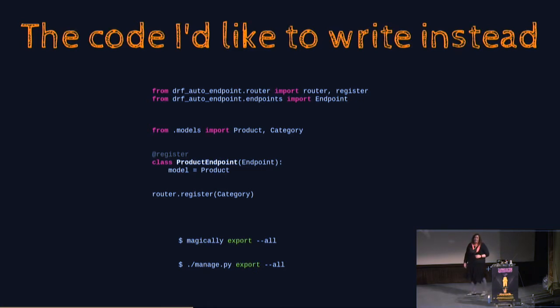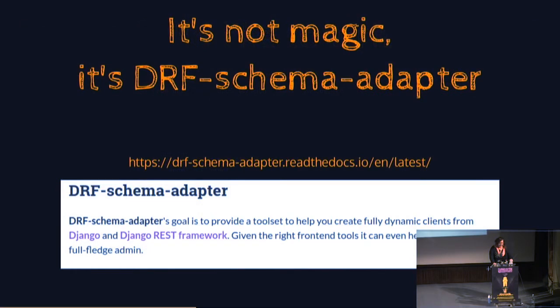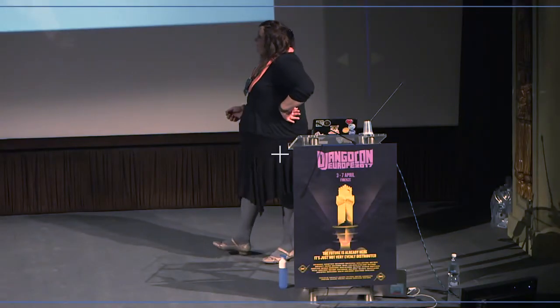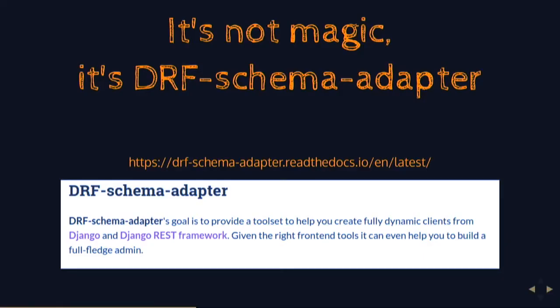It is possible thanks to a library called DRF Schema Adapter. DRF Schema Adapter comes with two packages, DRF Auto Endpoint and Exporter App. With this library, I'm able to write this and to type manage.py export all. DRF Schema Adapter has a goal to provide a toolset to help create fully dynamic clients from Django and Django REST framework. And I'm going to show you how it works.